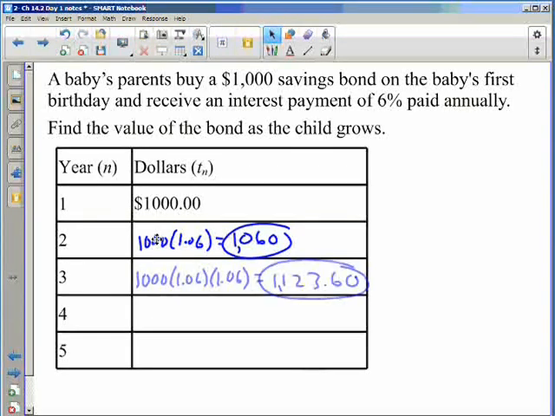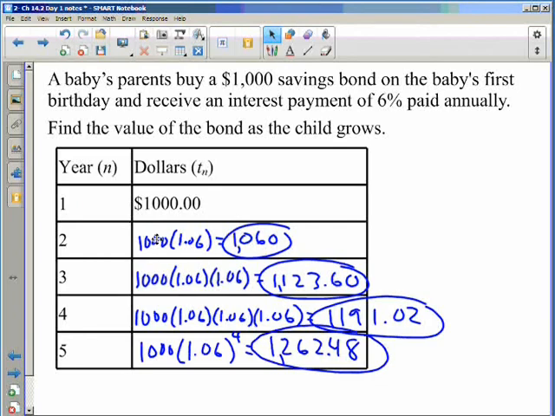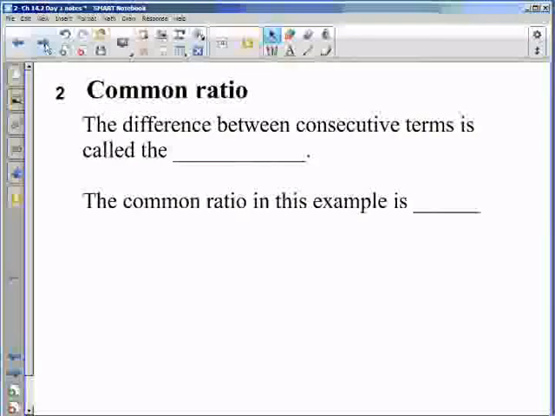Now the next year, there's interest earned on top of that interest. So we multiply 1.06 times the 1060, or just take 1.06 squared times 1,000. And you can see the amount grows, and finally, in year 5, there's $1,262.48.